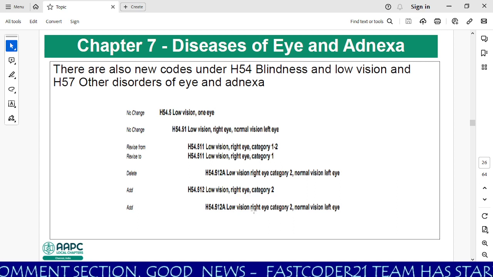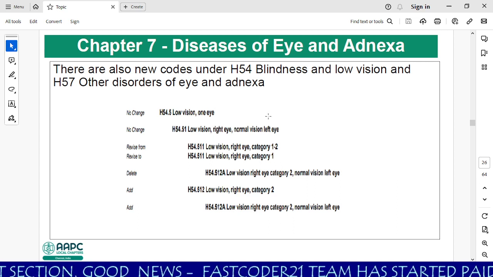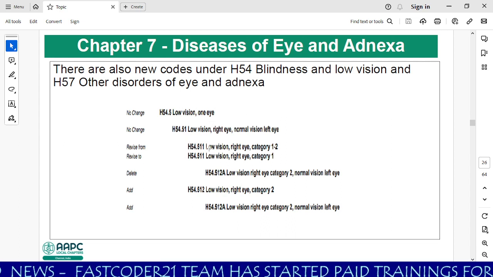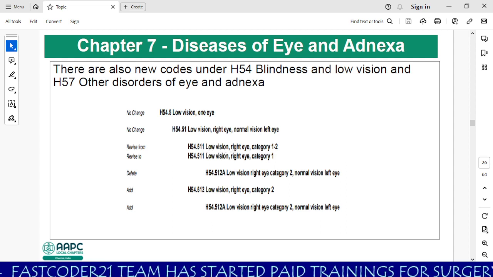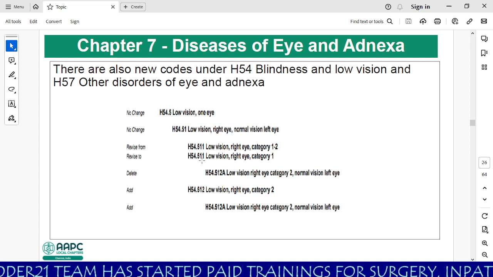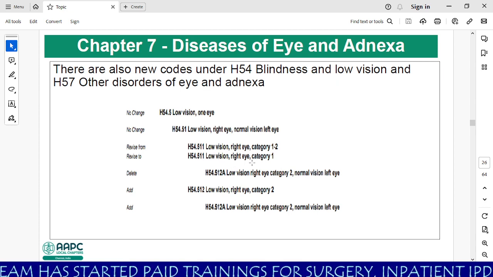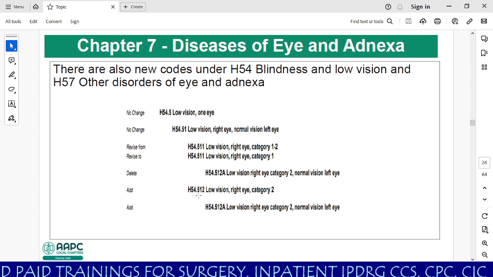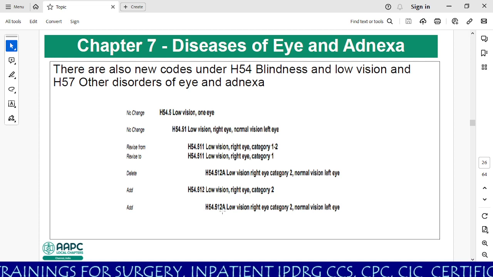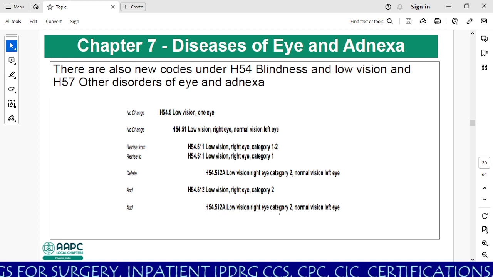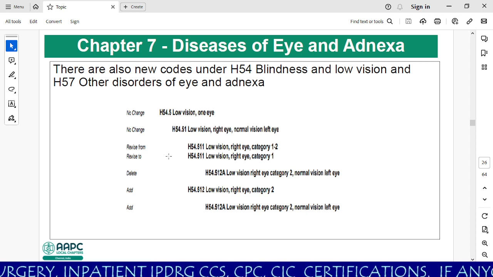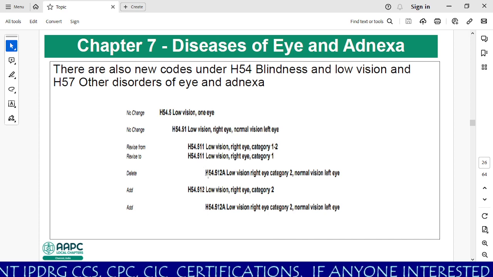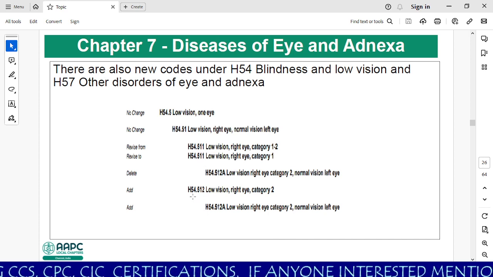And in the same disease of eye and adnexa, we have few new codes added under H54, which includes revised codes. H54.511, low vision right eye, category 1. So they have deleted H54.512A and they have added H54.512, low vision right eye category 2, and H54.512A, low vision right eye category 2, normal vision left eye. So it is directly visible. Here there is no change. These two codes are revised and one is deleted here. Two are added for this year.